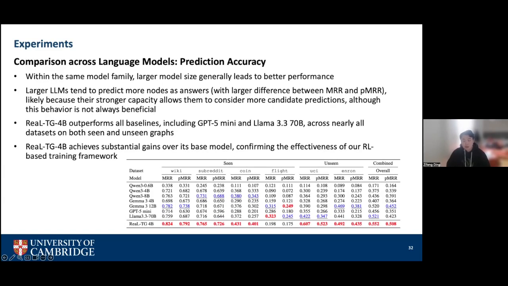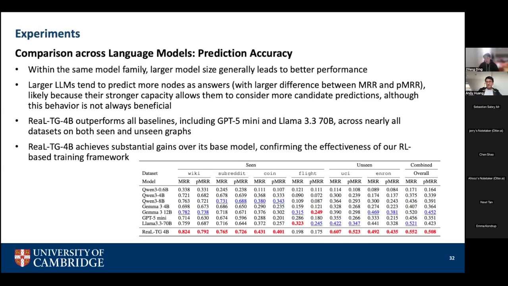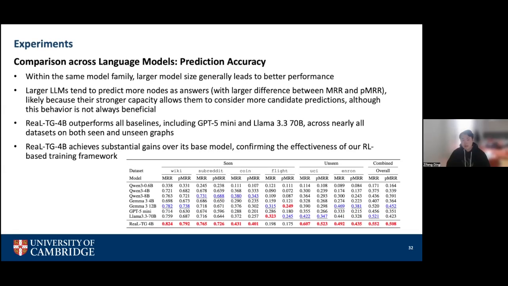So here is the result of the comparison across language models about the prediction accuracy. Within the same model family, the larger model size generally leads to better performance. This is our observation. We also see that the larger LMs, as I have mentioned, tend to predict more nodes as answers. It is shown by the larger difference between MRR and PMRR, right? We think it is because their strong capacity allows them to consider more candidate predictions, although this behavior is not always beneficial, right? Because we have the ground truth label in our experimental setup, we just found that you are generating too much.